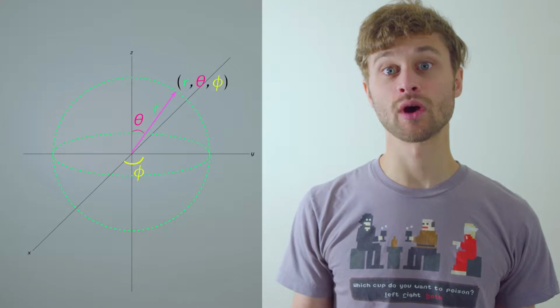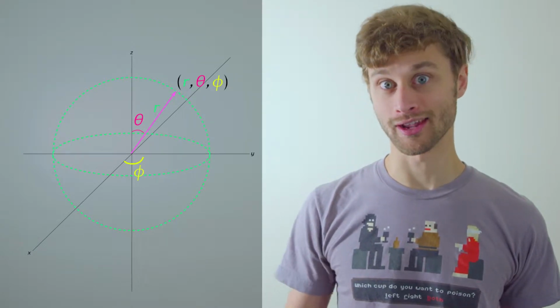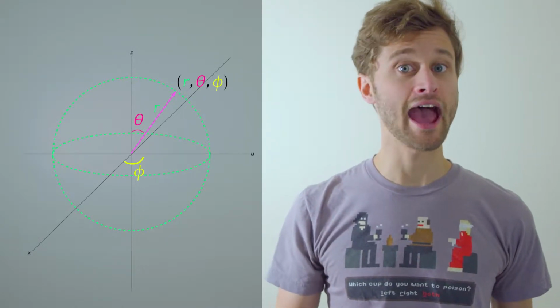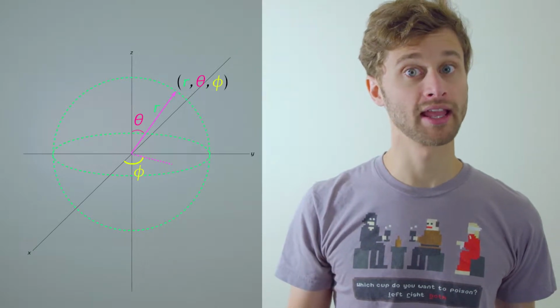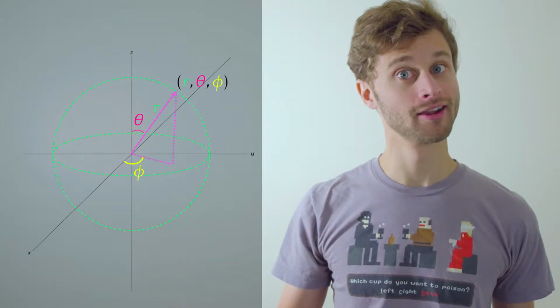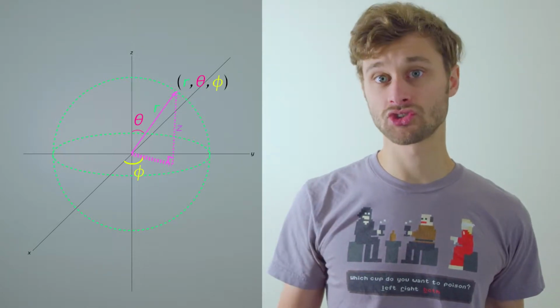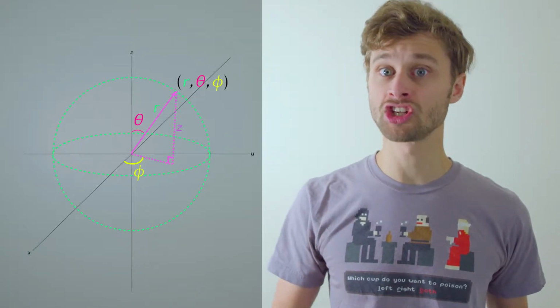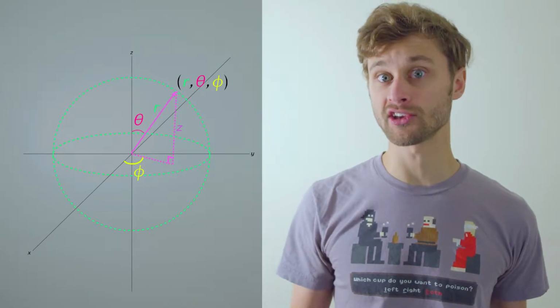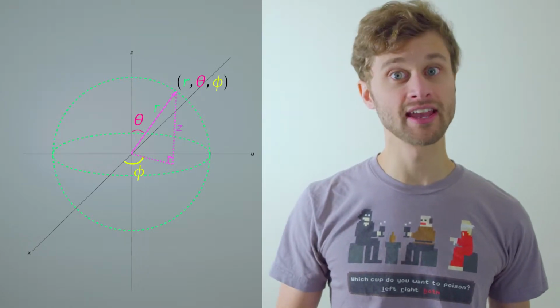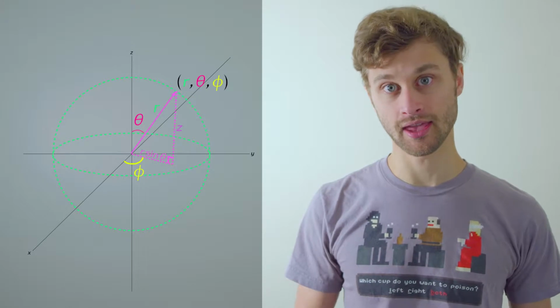Let's first define x, y, and z in terms of r, theta, and phi. By extending a line out from the origin along the xy plane and then up to that point, r, theta, phi, we can see that we can build a right triangle here. The base of this triangle is also the projection of the hypotenuse onto the xy plane. We can define that length as r sine theta.